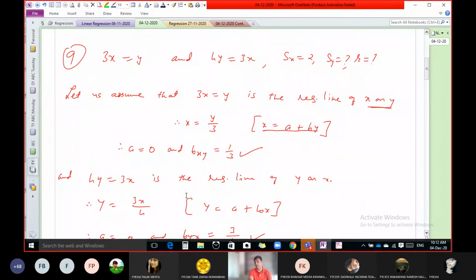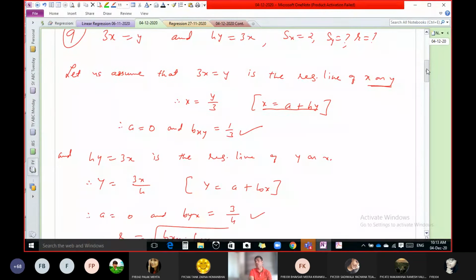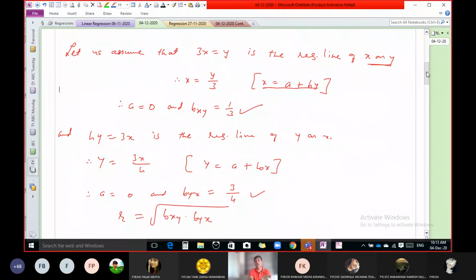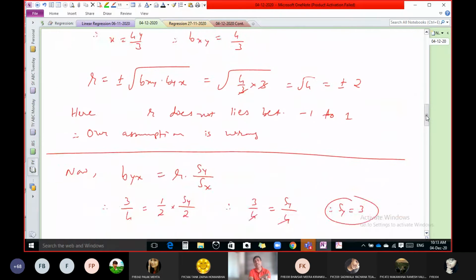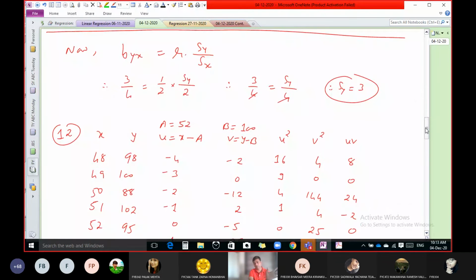This purely depends on your luck, whether your first assumption is correct. We have to assume one is x on y and the other is y on x. If your first assumption is true, then it will reduce your work. But there is no criterion to decide without doing calculation which one is x on y and which one is y on x. From the exam point of view, there is one shortcut, but we are not going to discuss that shortcut right now. Okay.